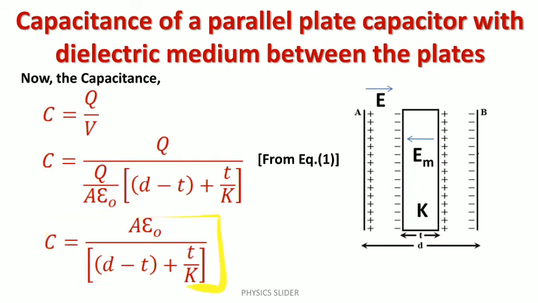This is the expression for the capacitance of a parallel plate capacitor with dielectric medium between the plates when the dielectric is filled partially, or we can say the dielectric of thickness T is filled between the plates where T is lesser than D. Now what happens if we are filling this gap completely? If we take the dielectric of the width D, in that condition, T will be equal to D.